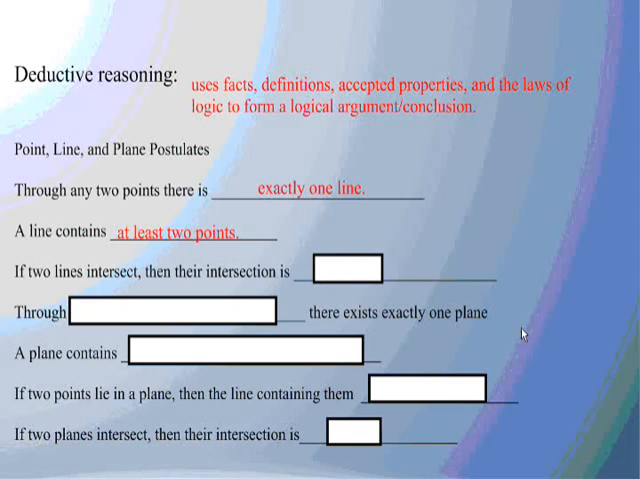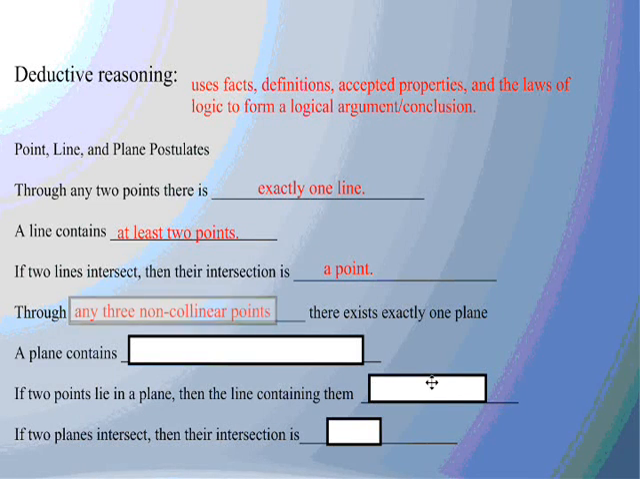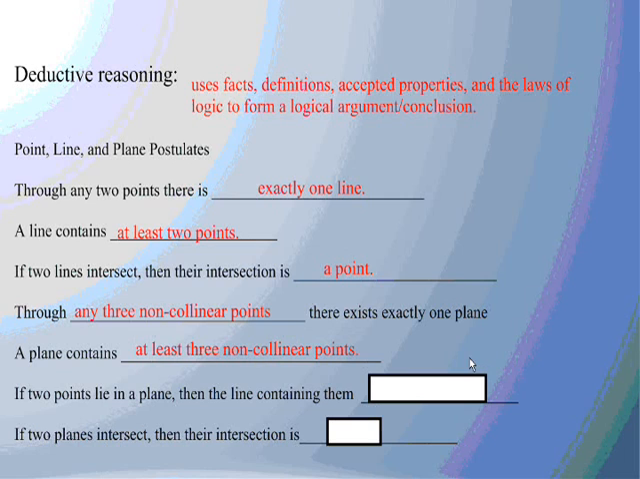We know if 2 lines intersect, then their intersection is a point. And we know that through any 3 non-collinear points, there exists exactly one plane. Therefore, a plane must contain at least 3 non-collinear points. If 2 points lie in a plane, then the line containing them must also lie in that plane.